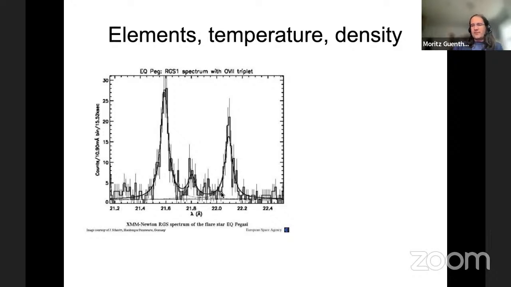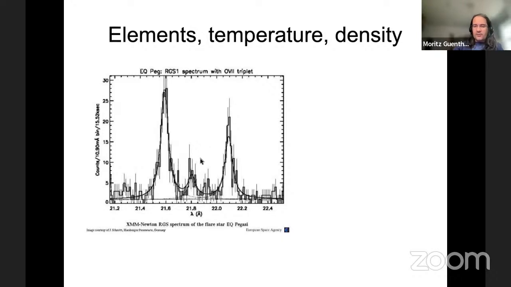Now, those lines have different upper levels. They're excited in different ways. And so if you have a very high plasma density, for example, because stuff falls onto the star, as often happens in young stars, then this F line becomes weaker and the I line becomes stronger. So by measuring the ratio of these 2 lines, we can't just say it's oxygen and how hot the oxygen is. We can also say how dense the gas is that we see.